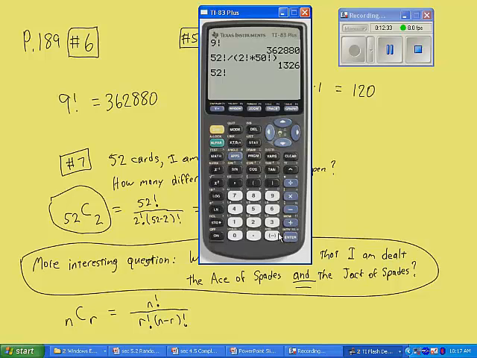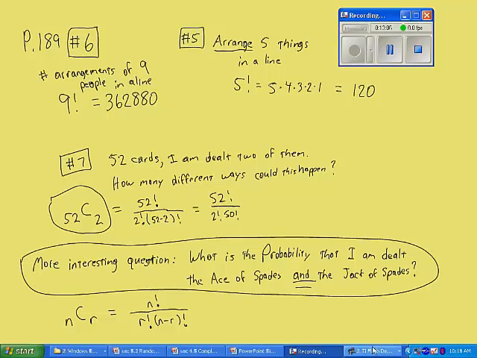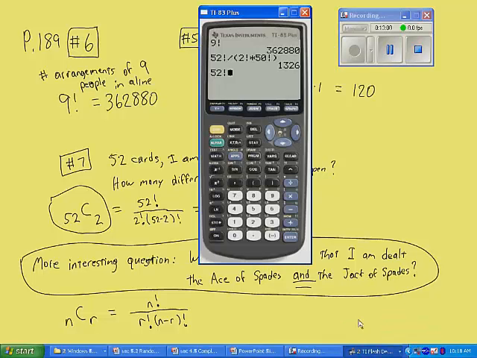Hey, by the way, this is a really cool number to see. 52 factorial. What do factorials count again? Remember, I did it up here. Factorials count numbers of arrangements. Numbers of arrangements of 9 people in a line, because that's my batting order. And that was this. 52 factorial? That's enormous.